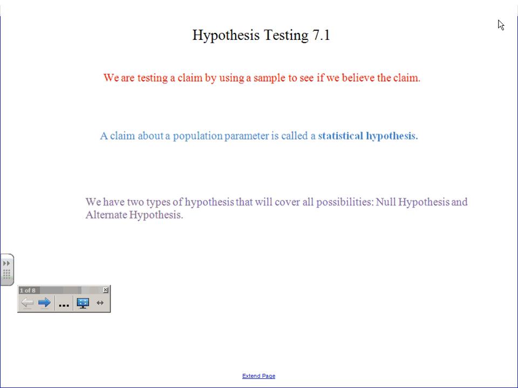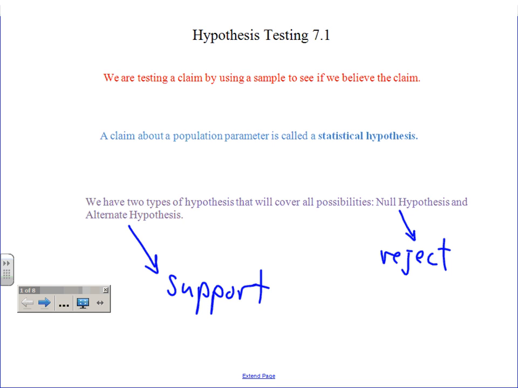One of them is called the null hypothesis. The one thing you need to know about the null hypothesis is that the only thing we can do is reject it. You cannot support it. You can only reject it. An alternate hypothesis, you can't reject, but you can support. So keep that in mind.